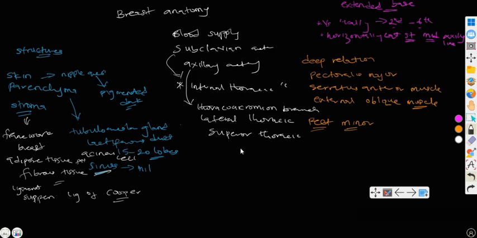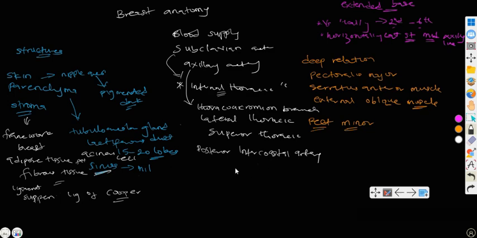The one arising from the subclavian artery is called the internal thoracic artery, which also supplies the breast, right? And there is another artery called the posterior intercostal artery, which also supplies the breast. So these are the main arteries supplying the breast. So what are the veins supplying the breast? Once there is an arterial supply to any organ, gland or muscle, there is also a venous supply to that tissue. So what is the venous supply to the breast?